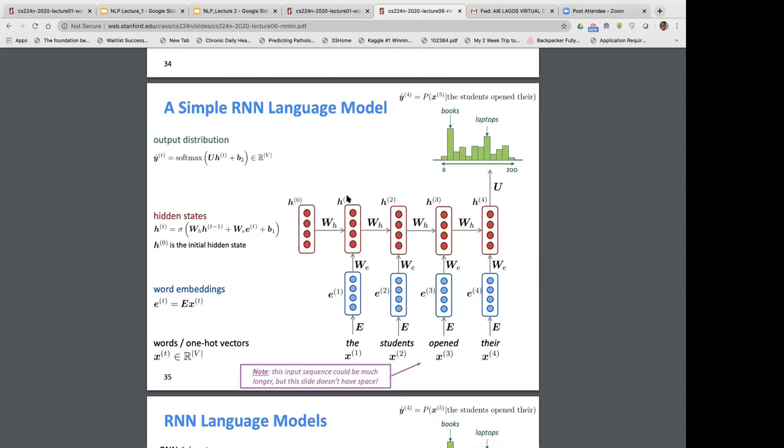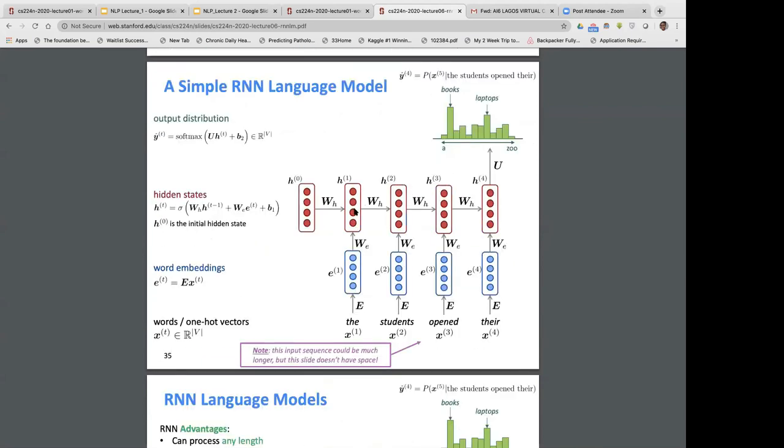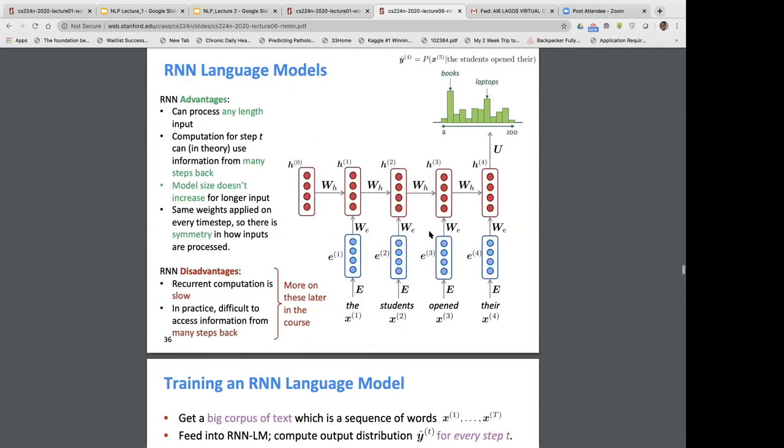So after calculating H1, to calculate H2, you use just H1, knowing that H1 already has information from H0. To calculate H3, you use H2. So you can see how the information is being passed like this, encoding information into this final hidden state. So these are the final hidden states.